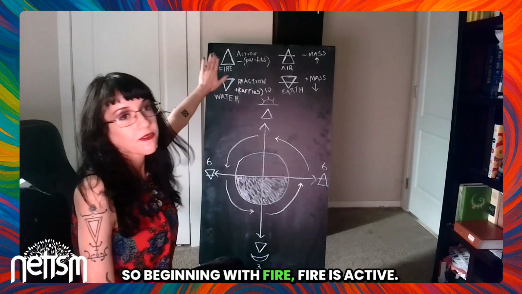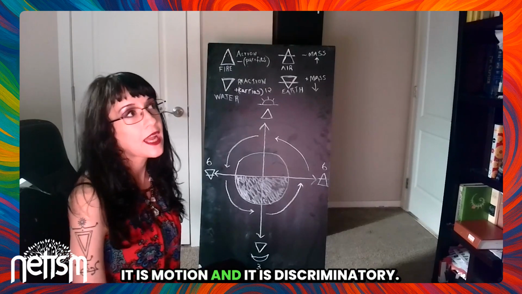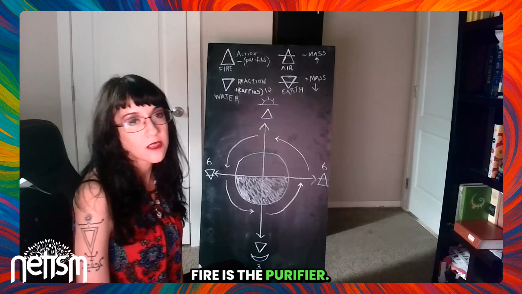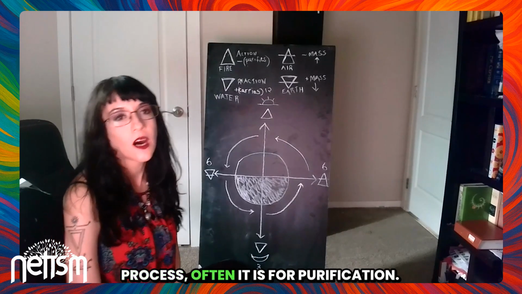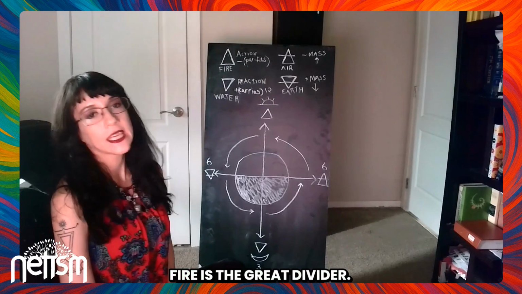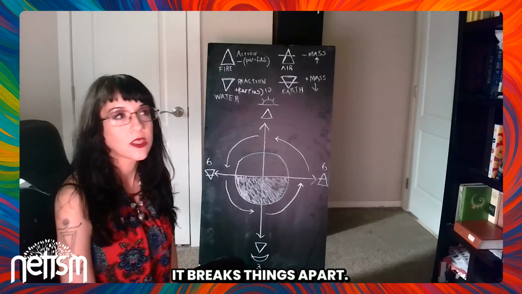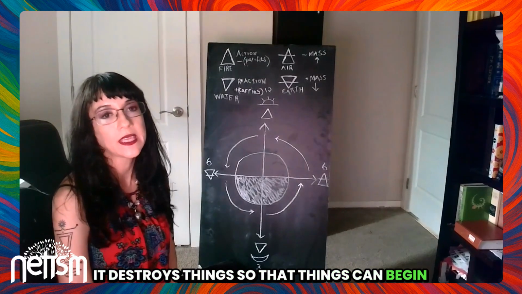So beginning with fire, fire is active. It is motion, and it is discriminatory. Fire is the purifier. When we are using fire in an alchemical process, often it is for purification. Fire is the great divider. It breaks things apart. It destroys things so that things can begin anew.